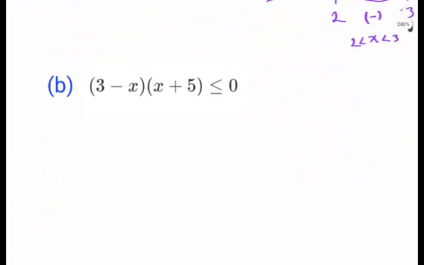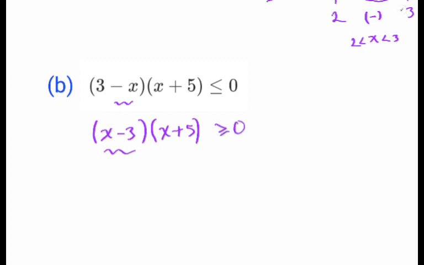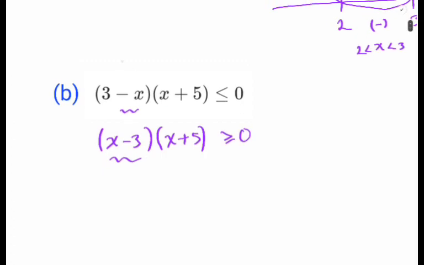Okay, let's say here is another question. The problem here is a negative x. Now we must change this one to x minus 3. That means I multiply here by negative 1, and then x plus 5. So if I change this, that means here x is bigger or equal to 0. The meaning is I multiply here by negative 1, multiply here by negative 1.